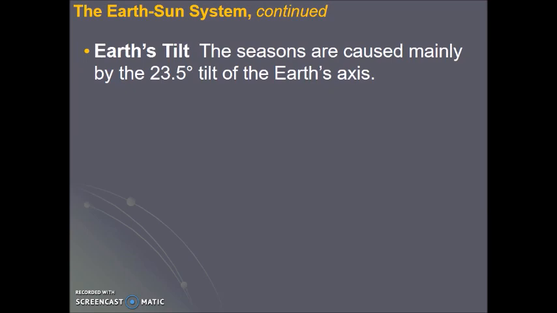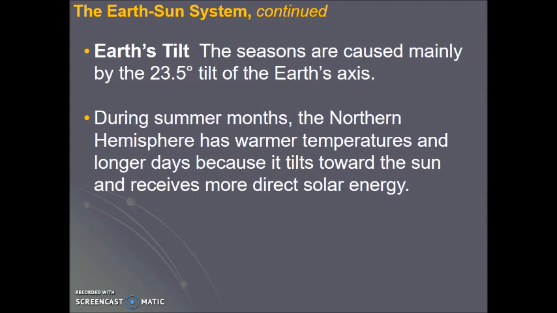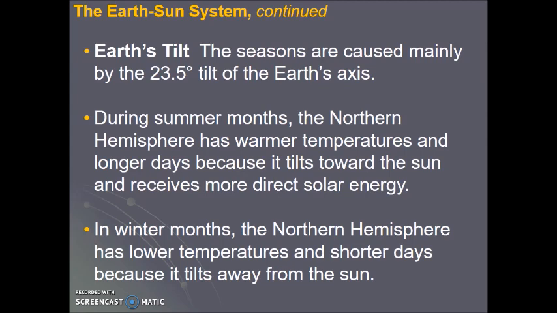Now, Earth is tilted. The seasons are caused mainly by the 23.5 degree tilt of the Earth's axis. So during the summer months, the northern hemisphere has warmer temperatures and longer days because it is tilted toward the Sun and receives more direct solar energy. And in the winter months, the northern hemisphere has lower temperatures and shorter days because it is tilted away from the Sun. We'll see this in the picture.